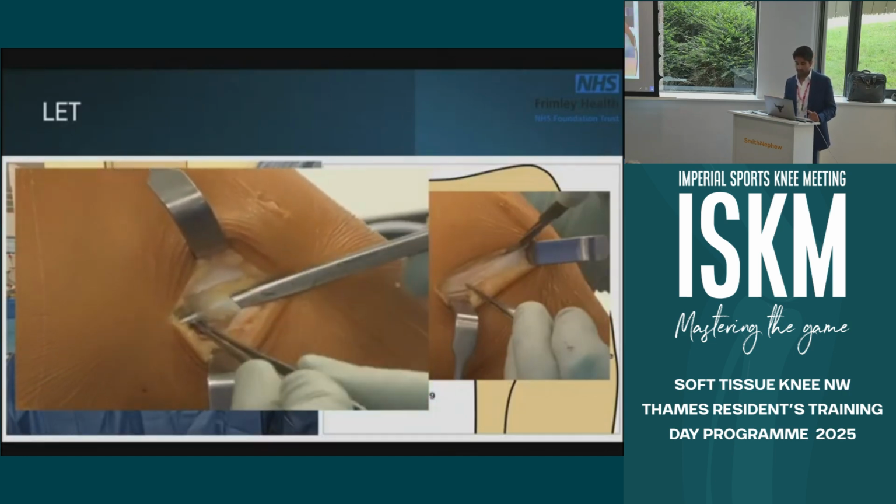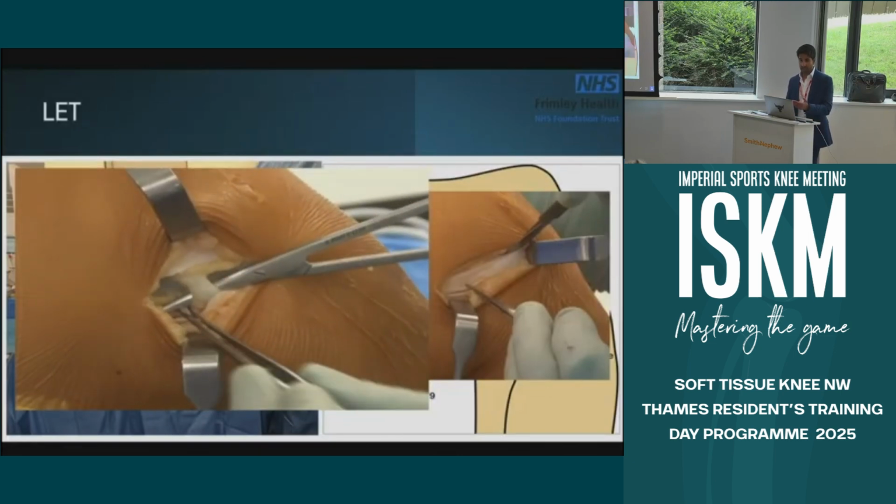You then want to find the LCL, and this is the LCL. It's this tiny piddly structure on the outside of the knee. The way to feel for it, you look, it originates from the lateral epicondyle, inserts in the fibula. If you're unsure, you can go to figure 4 and it tightens up.